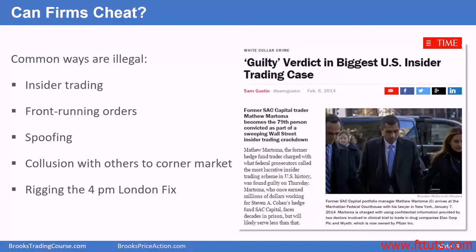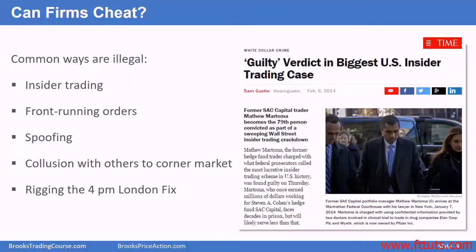That's all illegal. Spoofing: putting orders in the market to trick people into thinking that you seriously want the order to get filled, and right before it gets filled, you pull the order. Collusion with others to corner the market: getting a group of traders together to move the market in one direction, and then once it gets far enough, they do the opposite.